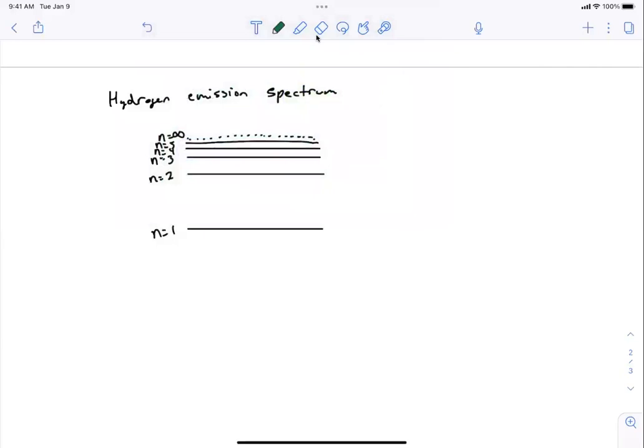Okay. So what does this tell you? One, it tells you energy levels are fixed. They are not variable. They are a fixed amount of energy. So there are fixed energy levels where electrons can reside.